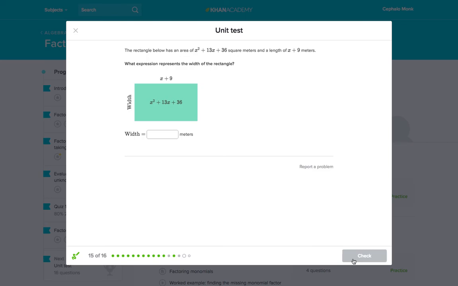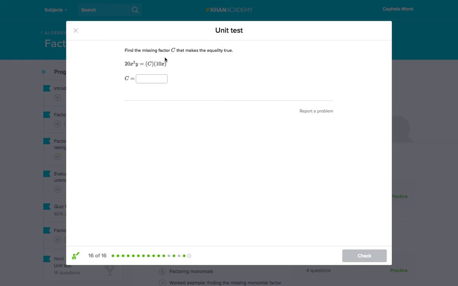We know one of the numbers has 9, right? Since this is one of the sides. So that makes it easy actually, because we just do 36 divided by 9 to get the other answer. That's x plus 4 times x plus 9 gives us that answer. So it's x plus 4. So that's a real easy way. If you already have one, you just divide it. Get the answer.